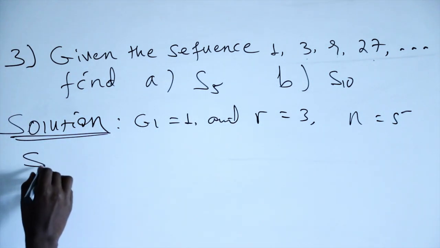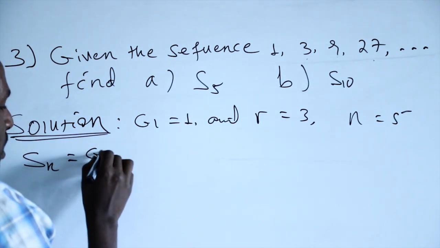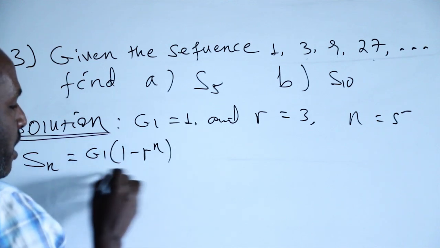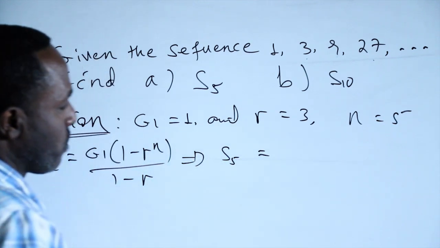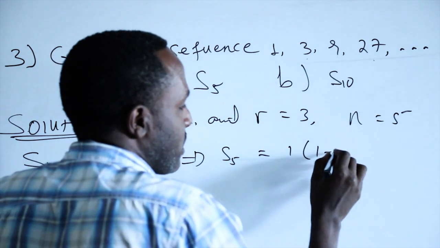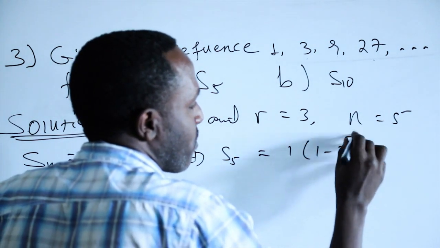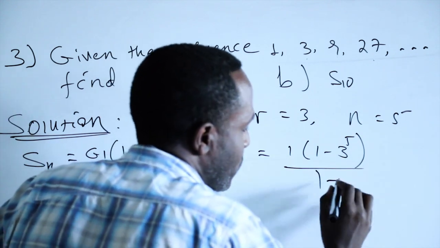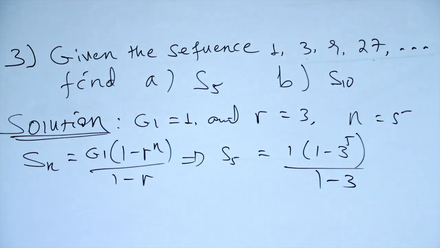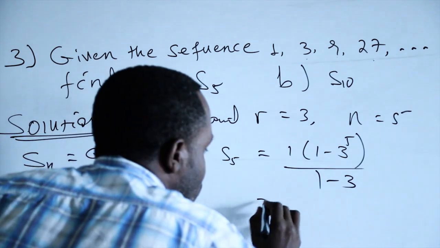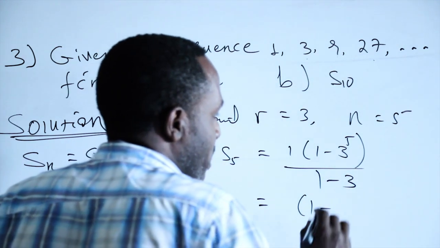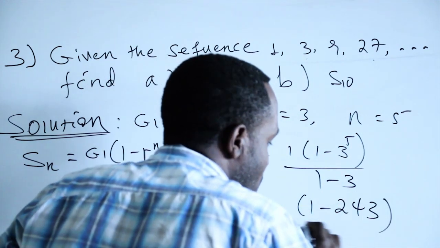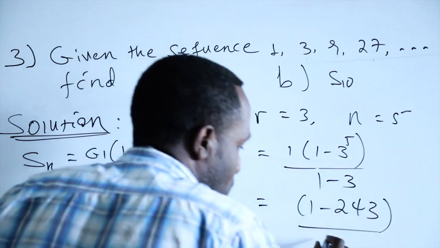S5 is calculated by Sn equals G1 times 1 minus r to the power of n over 1 minus r. So S5 is exactly equal to G1, which is 1, times 1 minus 3 to the power of 5, over 1 minus 3, because the value of r is 3. So 1 times 1 minus 3 to the power of 5, which is 243, over 1 minus 3, which is negative 2.